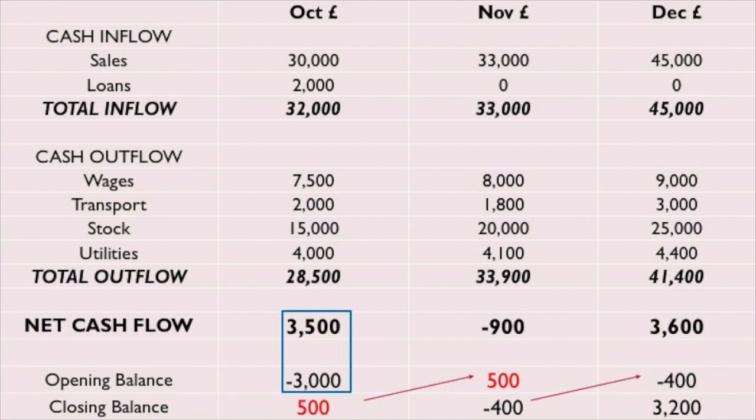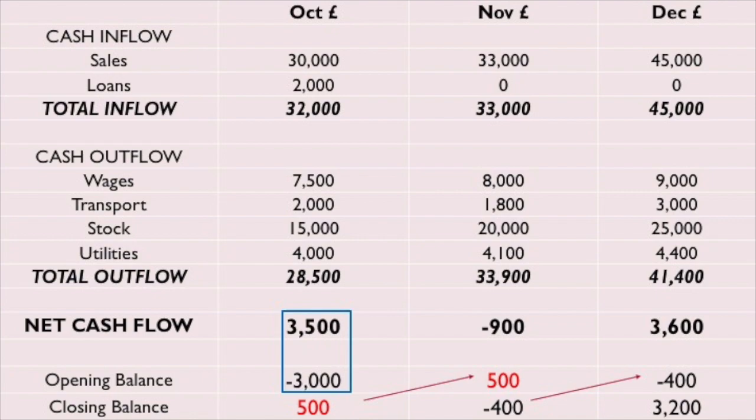So the really important first calculation is called the net cash flow. It is the total inflow, so the value of all of the receipts, minus the total outflow, which in plain English means receipts minus what you've spent. In this case, 32,000 minus 28,500 equals 3,500 in October. So that's the net cash flow for October in the blue box.